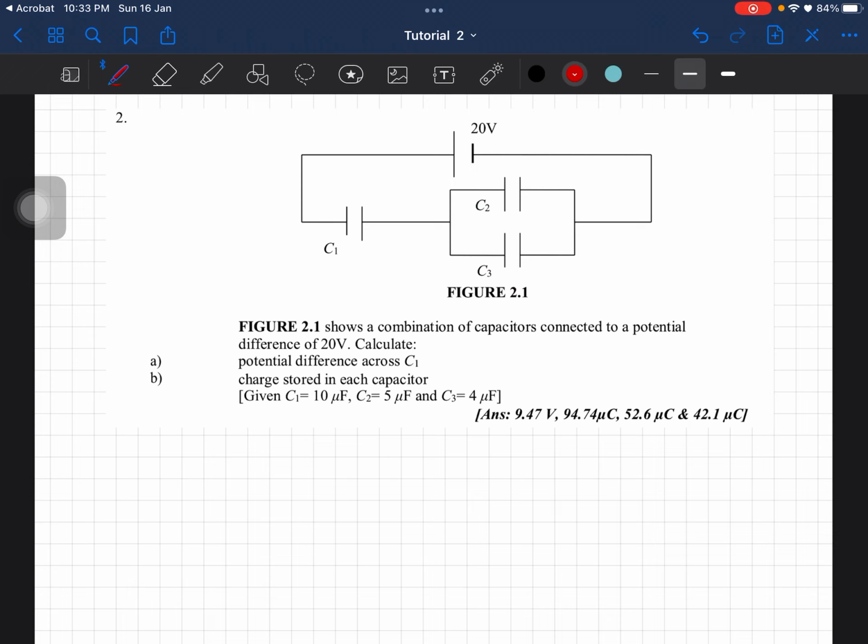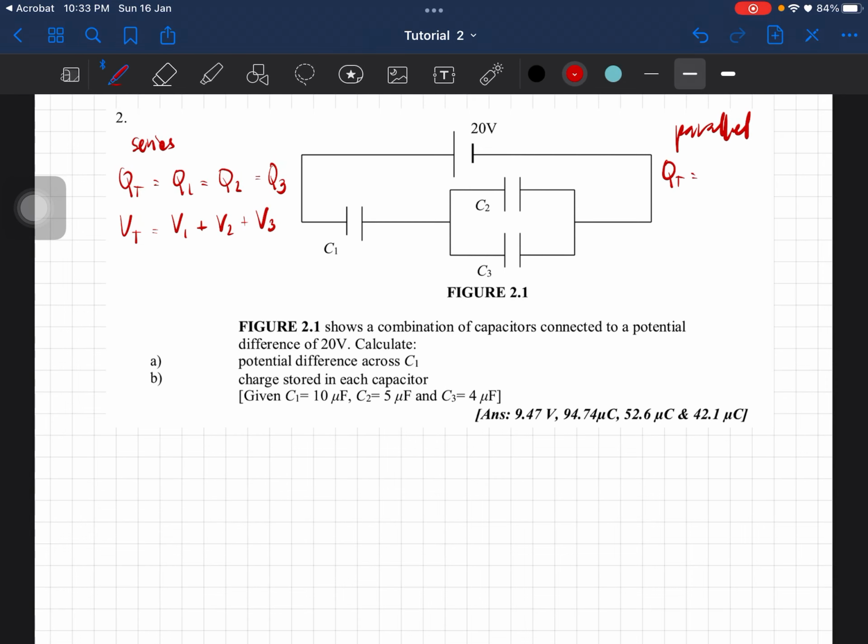Okay, so firstly, let me just remind you of the characteristics of a series and a parallel circuit. For a series circuit, the charge for each of the capacitors and the total charge should be equal, whereas the total voltage, the potential difference, is not equal. And then for parallel, it is the opposite.